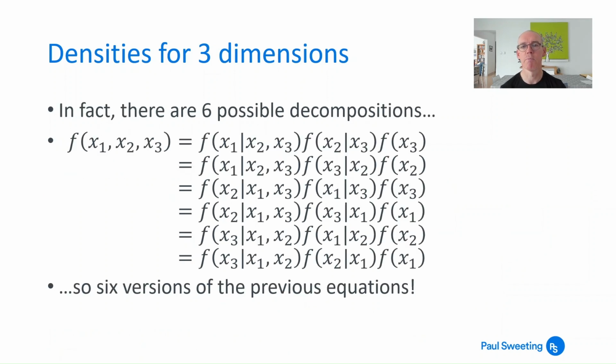In fact, there's 6 possible decompositions. I'm not going to go through them all. You can pause the video and work it out for yourself if you like, but there are essentially 6 versions of that equation that I worked out, and each of them will be appropriate for a different Vine copula. So there are more ways of doing it than I've just shown, but if you want one which represents what I just showed, then that expression is it.